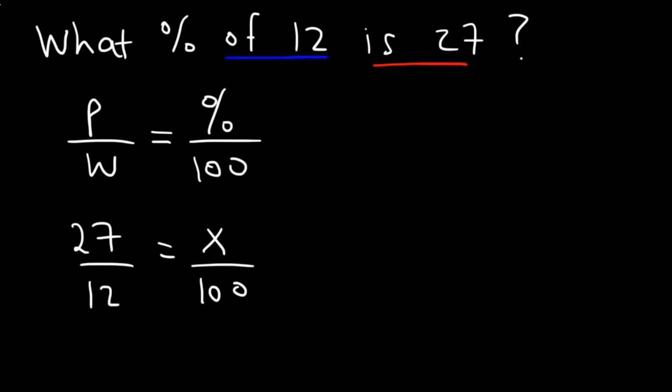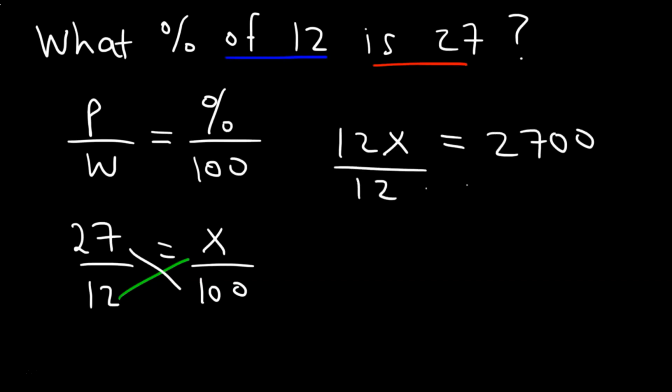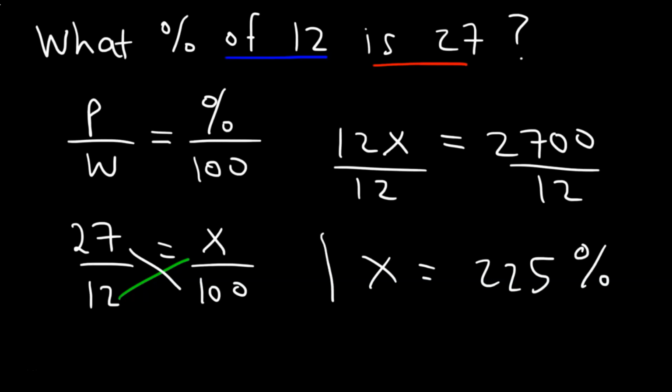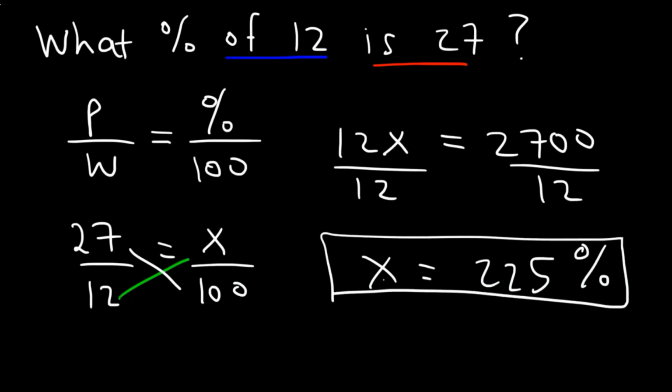Whenever the part exceeds the whole, your percentage is going to be greater than 100. Let's go ahead and find the value of X. So what we have is 12X, after cross multiplying, is equal to 27 times 100, which is 2700. Now all we need to do is divide both sides by 12. So 2700 divided by 12 is 225. So 27 is 225% of 12. And so that's how you could read the sentence if you want to.